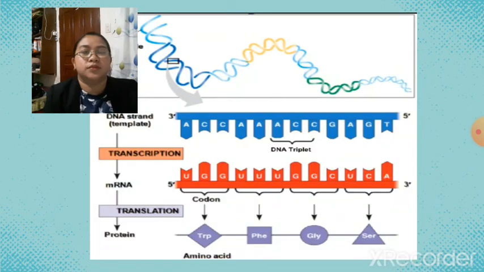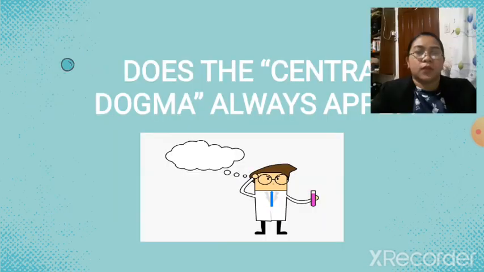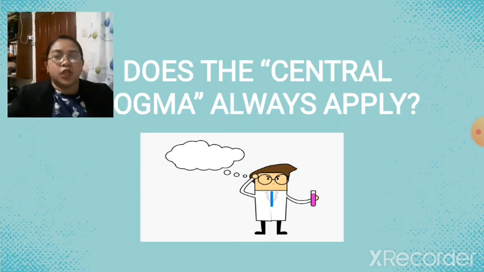So here's another picture of the process of transcription and translation. So, we have a question here. Does the central dogma always apply?